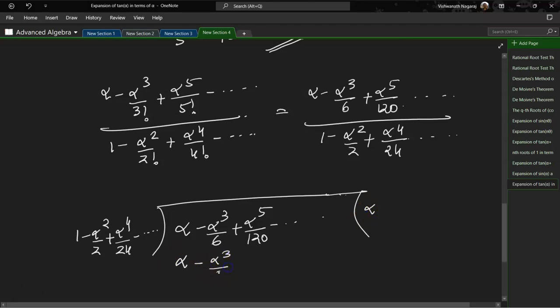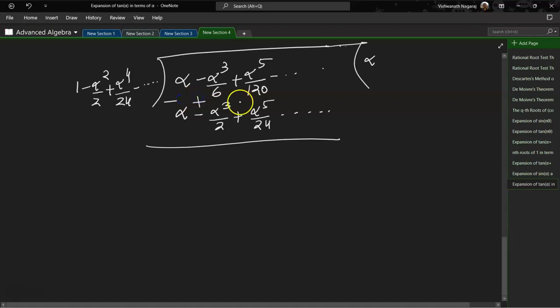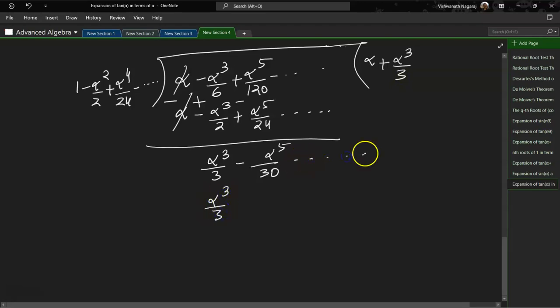Minus alpha cube by 2 plus alpha 5 by 24 and okay, minus plus minus, so this cancels, and here we are left with alpha cube by 3, and here we are left with minus 4 alpha 5 by 120. So those two will get cancelled and we can write it as by 30. Okay? Now let's multiply again. Plus alpha cube by 3. So alpha cube by 3. And of course here dot is there.